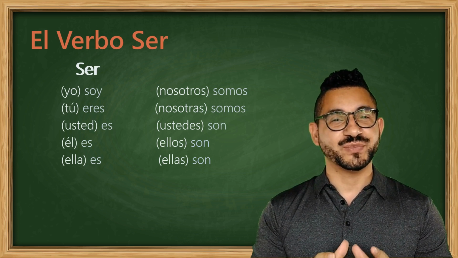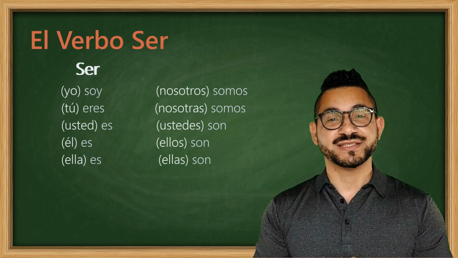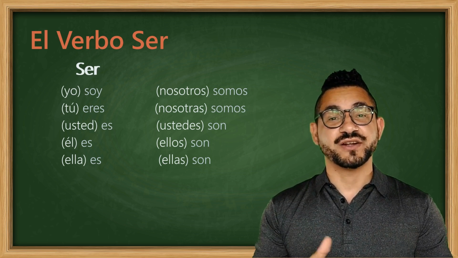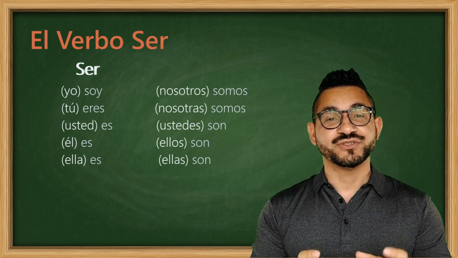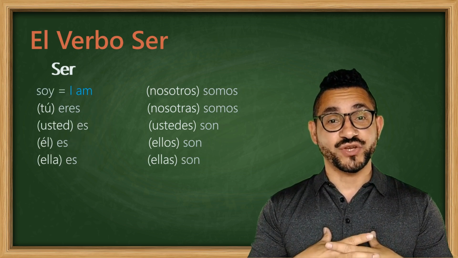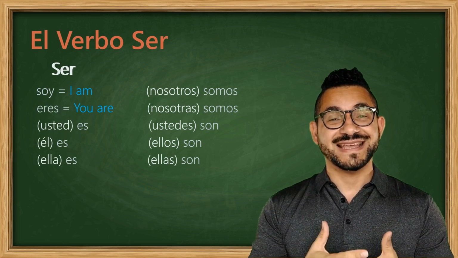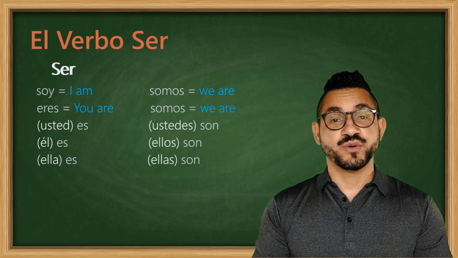Did you notice that I put the pronouns between parentheses? I'll tell you why. It's because in Spanish, pronouns are used only when it's necessary. The verb alone tells you who's performing the action. Therefore, soy means I am. Eres means you are. And somos means we are.